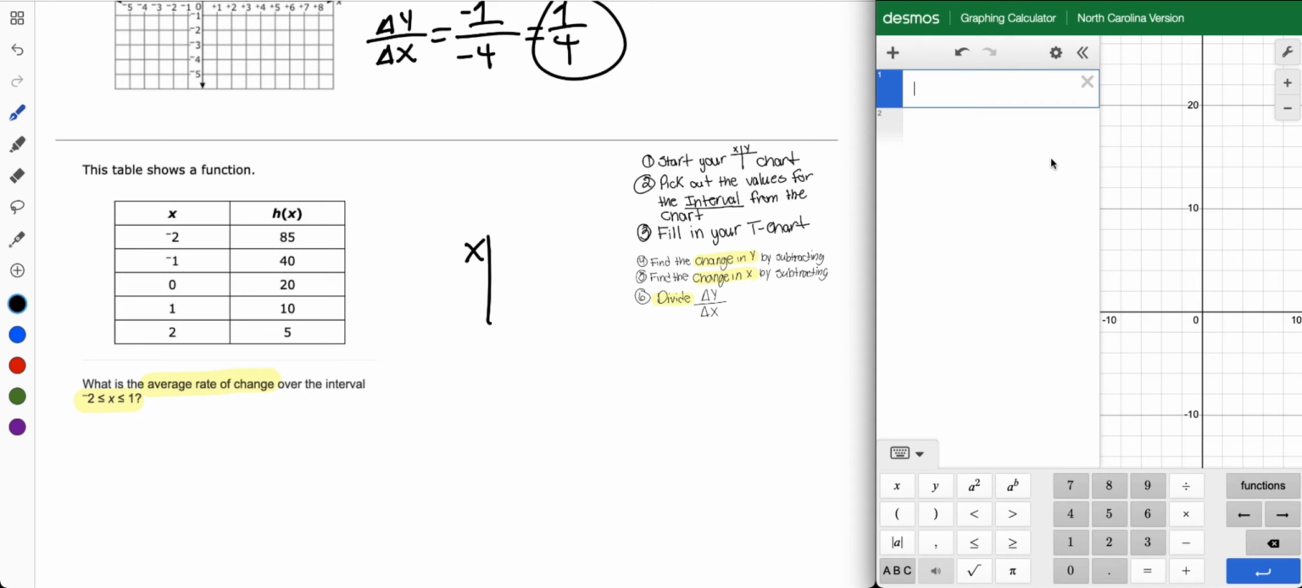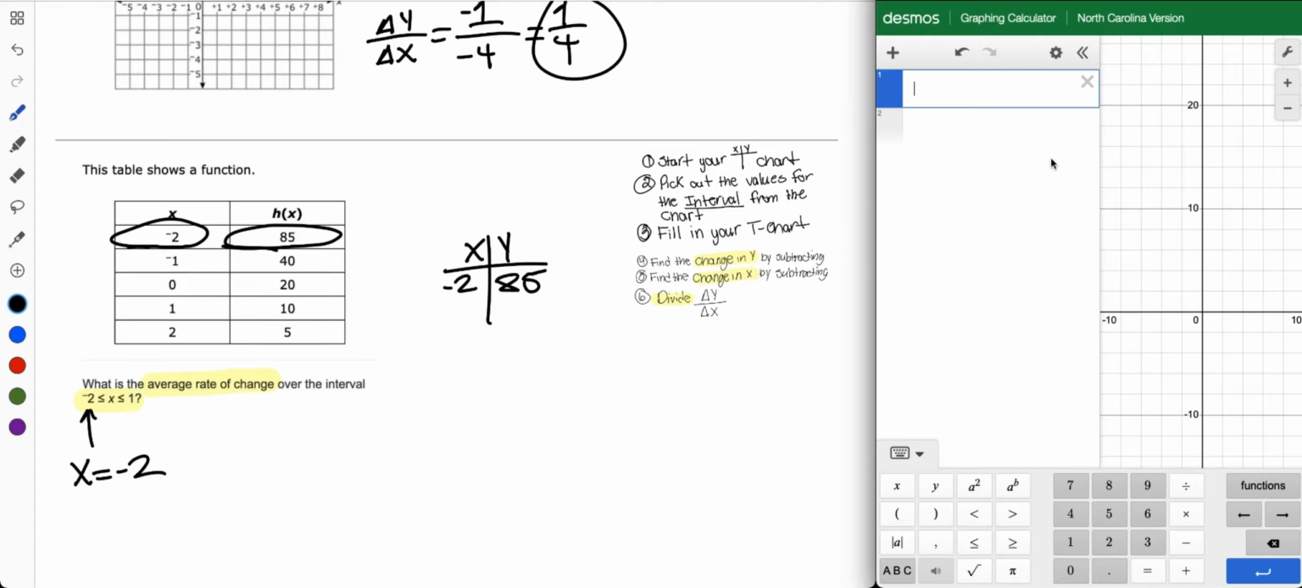So the t-chart has x and y. The first number in our interval, which is -2, is the same as saying x is equal to -2. So if we go to our table, we notice that there's your -2, and the y value or the function that goes with it is 85. So the first one will be -2 and 85.